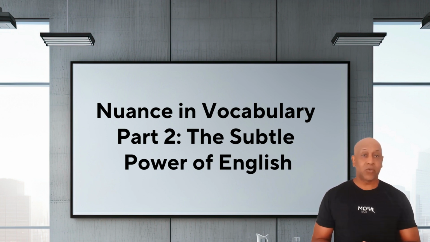Today's lecture is Nuance in Vocabulary, Part 2, The Subtle Power of English. If you enjoyed our first lecture on vocabulary nuance, you're going to love this one. We're moving from what words mean to what they truly imply. Mastering this is the key to sounding completely fluent and avoiding miscommunication. Today, we're diving into three advanced areas of linguistic nuance: pragmatics and implied meaning, euphemisms and dysphemisms, and intensifiers and mitigators. Let's level up your word sense.